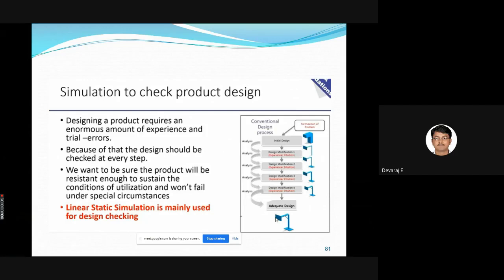But first, the design. The product designer will give the design to the FEA team. Then how will they optimize? Optimizing from the initial design is what you can see on the right end. The first step is the initial design. You should do analysis for the first design, then you will go for design modification.